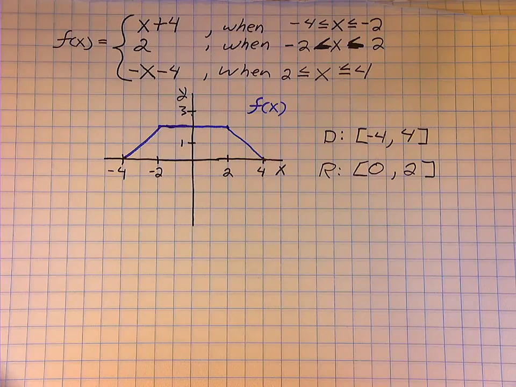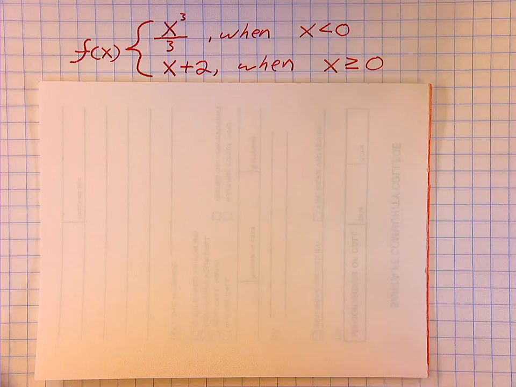So the key to finding the domain and range of a piecewise function is that it's generally easiest found by graphing. For our next example, we're going to look at the piecewise function f of x equals x cubed over 3 when x is less than 0, and f of x equals x plus 2 when x is greater than 0. Again, we're going to start off by looking for the domain and range by graphing this piecewise function.